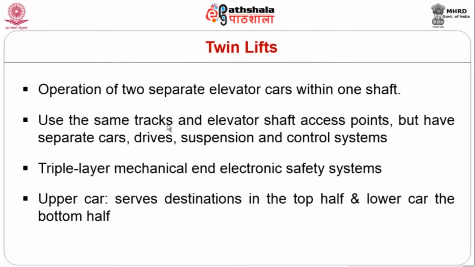There are possibilities of using twin lifts: operation of two separate elevator cars within one shaft. This helps a great deal. They use the same track and elevator shaft access points, but have separate cars, separate drives, suspensions and control systems. Triple layer mechanical and electronic safety systems are employed. The upper car serves destinations in the top half and the lower car the bottom half. This is one way of dealing with it.